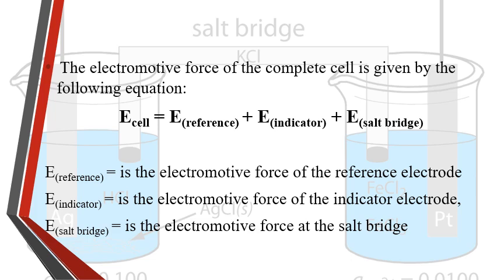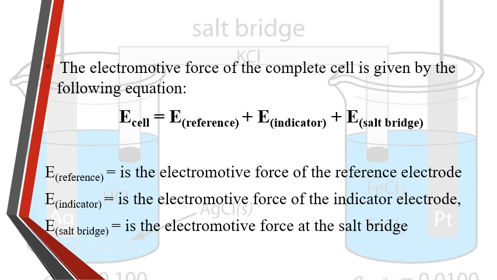The E reference, the electromotive force of the reference electrode, is stable, as said earlier, and has a known potential used as a baseline to measure the potential of the indicator electrode. That is why it's called the reference electrode. The E indicator is the electromotive force of the indicator electrode. The indicator electrode is where the reaction of interest takes place. Its potential changes depending on the concentration of the species involved in the reaction.